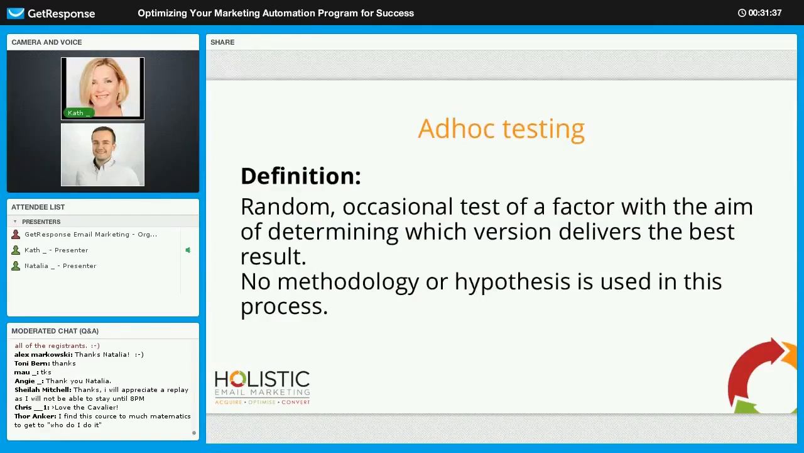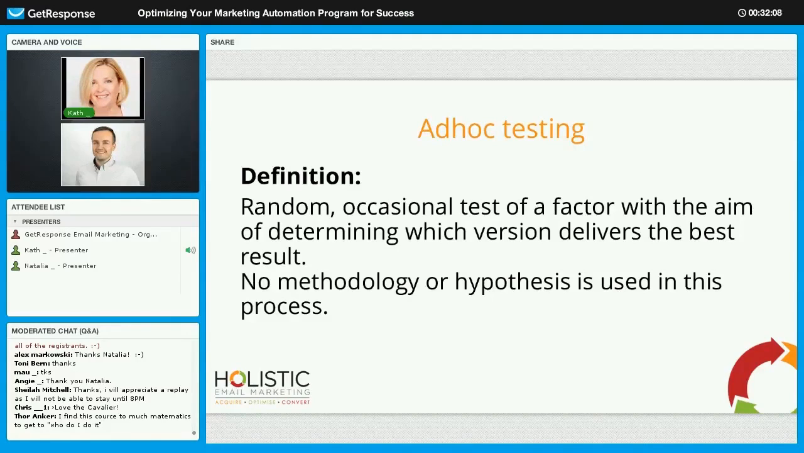Okay, so some essentials for testing. Here's that definition for ad hoc testing that I was telling you about. Random, occasional test of a factor with the aim of determining which version delivers the best result. No methodology or hypothesis is used in this process. So it's literally, let's just try and test this against this, right? And that's it. That's as easy and as quick as it can be thought out. Okay, that's ad hoc testing.